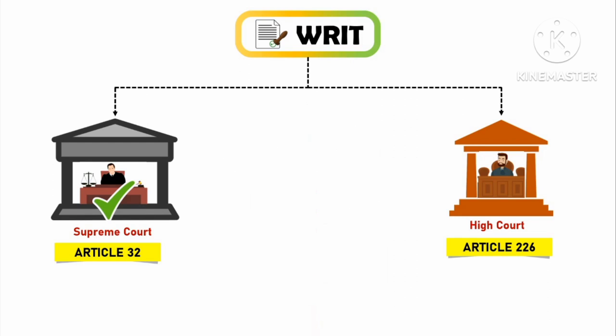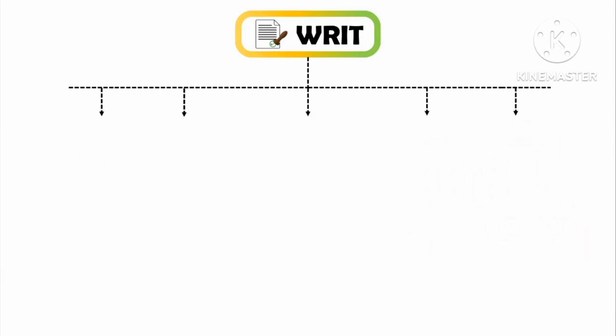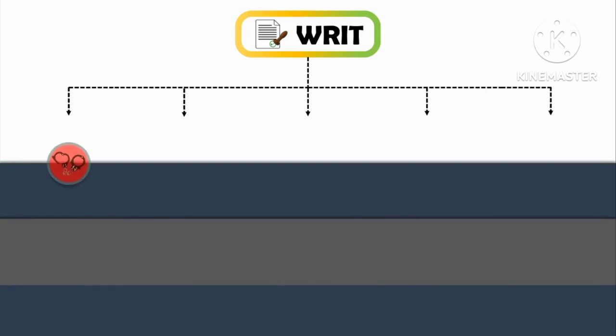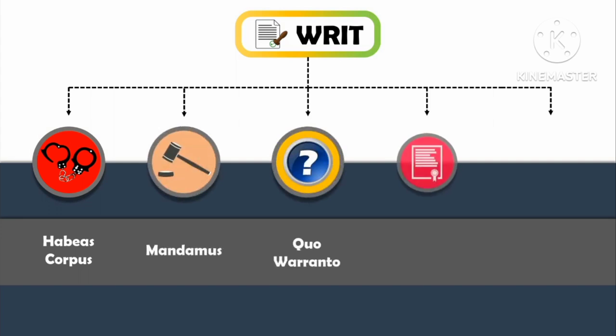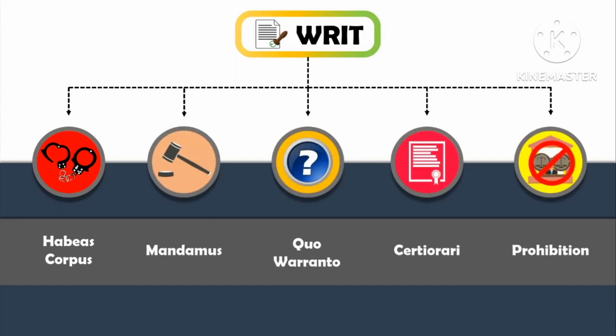Now, a writ issued by the Supreme Court or High Court can be of different nature, or you can say of different types. So the types of writ are Habeas Corpus, Mandamus, Quo-Warranto, Certiorari and Prohibition. These writs are issued in different situations and circumstances. Now we will understand each one of these one by one.